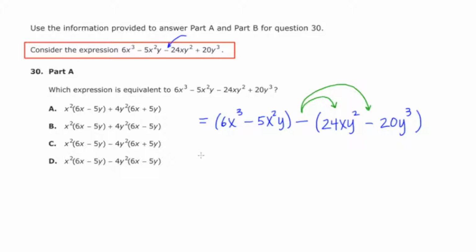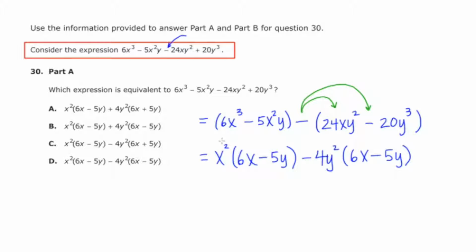Now, as I look at the first two terms, or the first group I should say, I realize I can take out an x squared. So I'm going to go ahead and take out an x squared, and when I do that, I'm left with 6x minus 5y. Now, for the second grouping, I realize I could take out a 4y squared. And if I take out a 4y squared, I'm left with 6x minus 5y again.